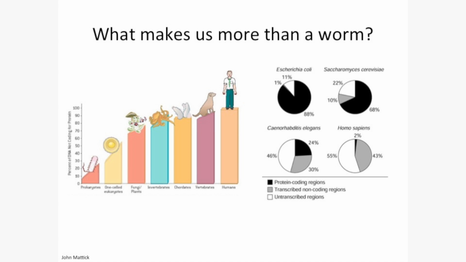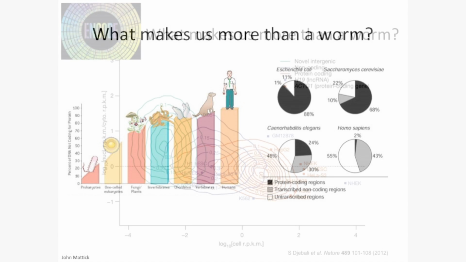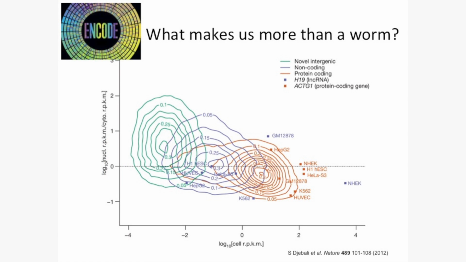Larry mentioned these briefly, and what Mattick originally noticed was the introns, the parts of the genes that are transcribed and then spliced out and thrown away. Seems kind of wasteful. Why are those getting bigger as we get more complex? So the worm, C. elegans, has 24% of its genome as coding. We have 2%. The worm has about 30% of its genome transcribed producing RNA that does not appear to make a protein. We have 47.